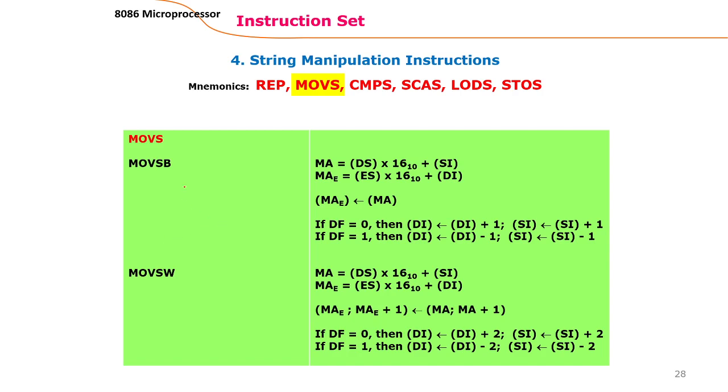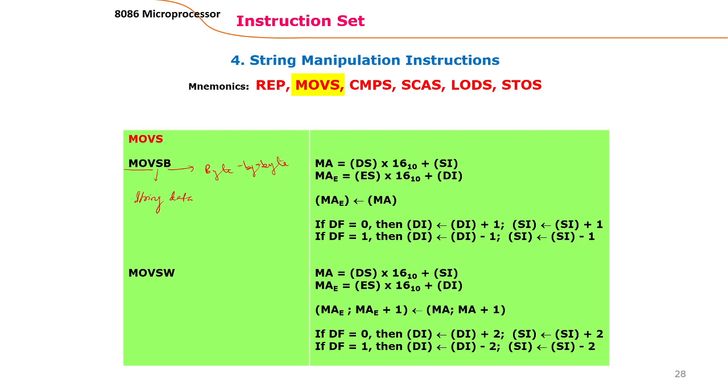Next is MOVSB. Move means we need to move the data, similar to the move we have seen previously. After that it is written S, which is string, so move string data. B means byte, so we need to move string data byte by byte.